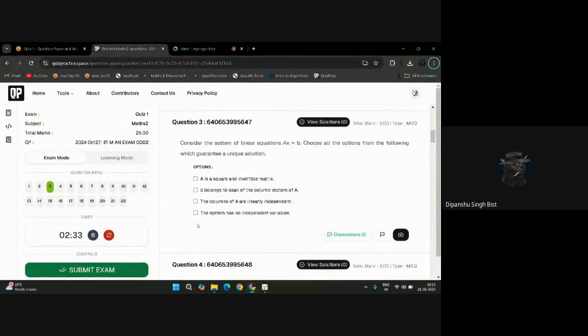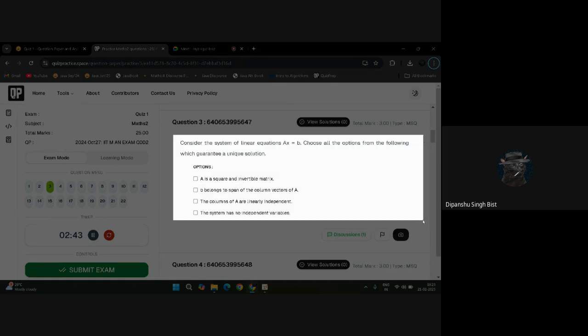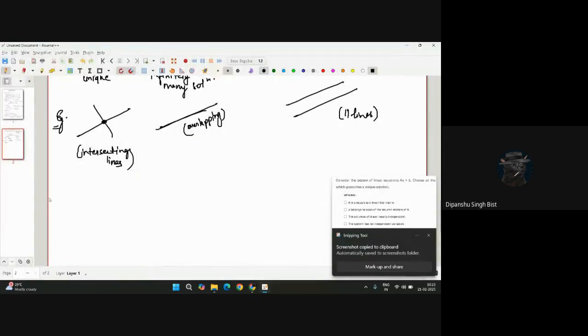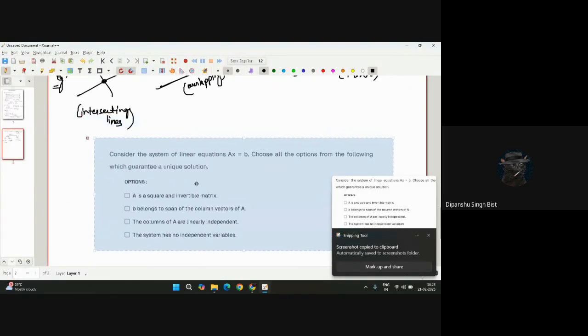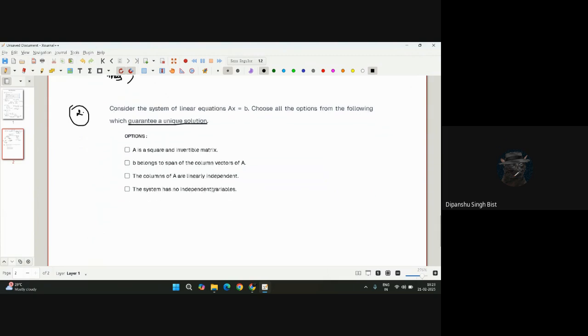Moving to the next question, we again have a theoretical question: consider a system of linear equations Ax equal to B, and choose all the options from the following which guarantee a unique solution. So let's take this question now. It says it should guarantee a unique solution. So what about option number one? Option number one says A is a square and invertible matrix.